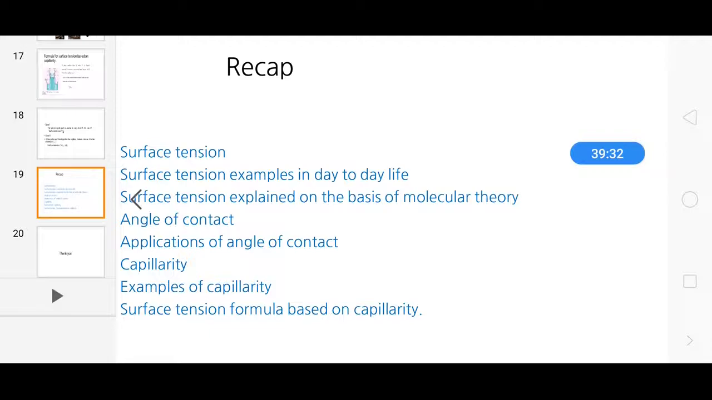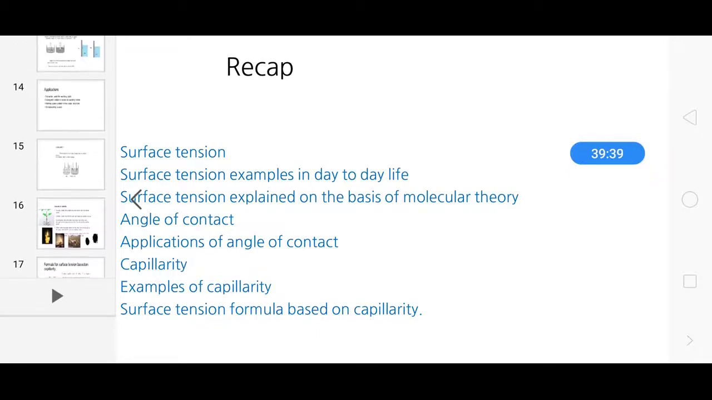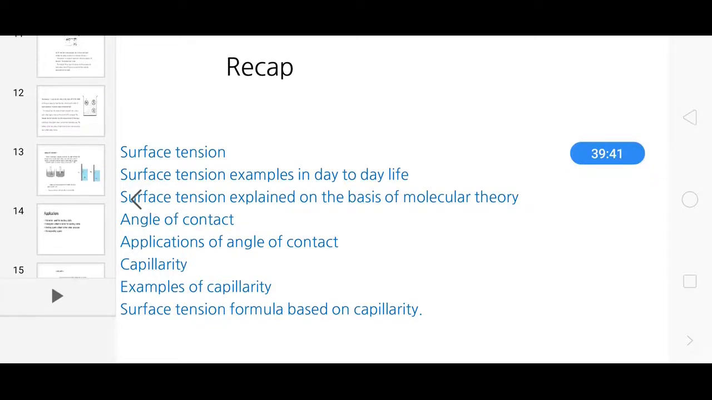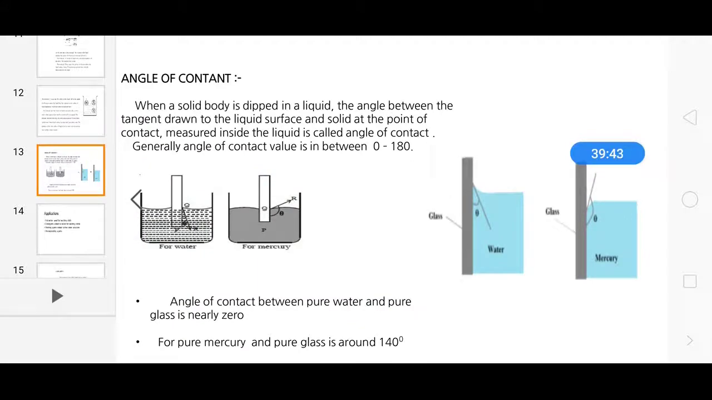Next, the angle of contact is the angle between the tangent drawn at the surface of the liquid and the solid surface inside the liquid. It is called the angle of contact. It is between 0 and 180, and it is 0 for pure water and pure glass, and it is 140 for pure glass and pure mercury.